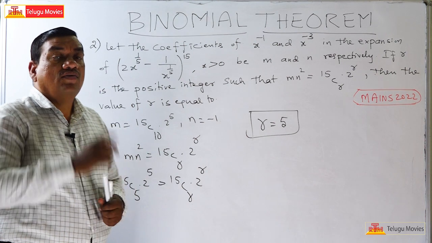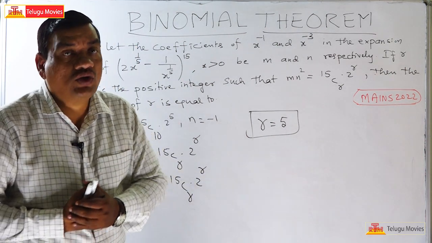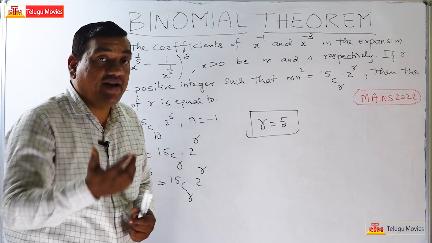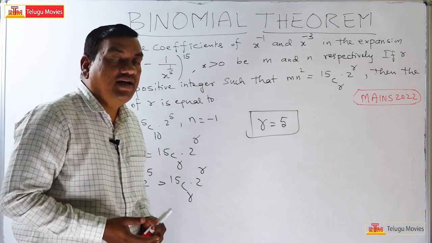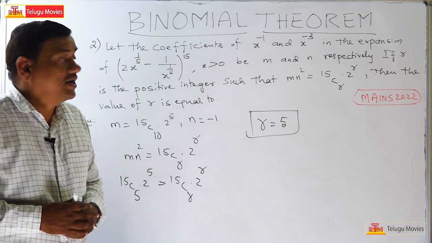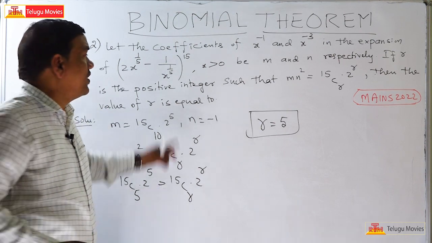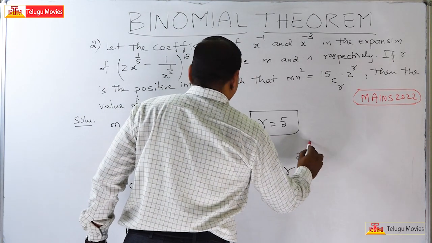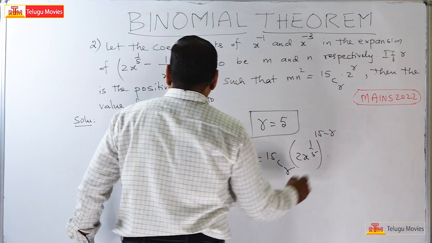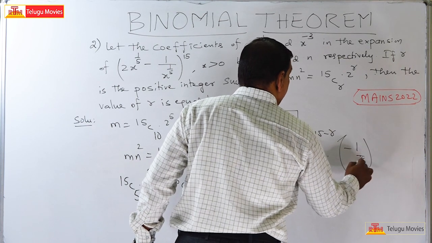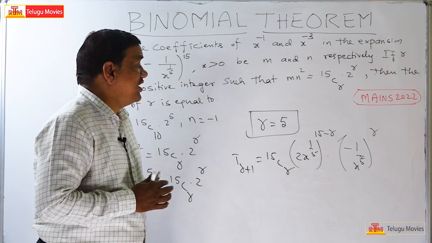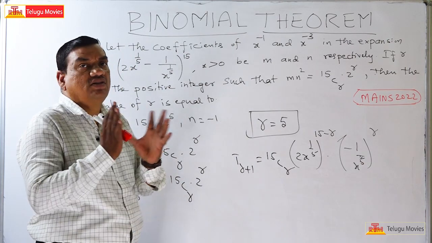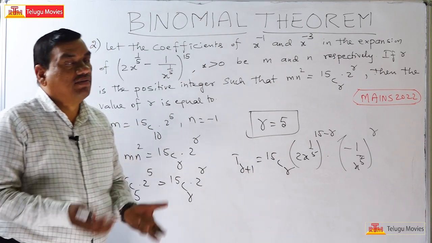So it is a very easy problem. From this problem, what you have to learn is how to find the term which contains x to the power of minus 1 and x to the power of minus 3. I told one formula, (np - m)/(p + q). If you apply that formula, you will get r value directly. Otherwise, if you don't remember that formula, you can write down the general term, t r plus 1 is equal to 15 cr into 2 x power 1 by 5 whole to the power of 15 minus r into minus 1 by x to the power of 1 by 5 whole to the power of r. From this, you write down x to the power of something. If that something is equal to minus 1, you will get r value. Next, if that power is equal to minus 3, from that you will get r value. Understand?